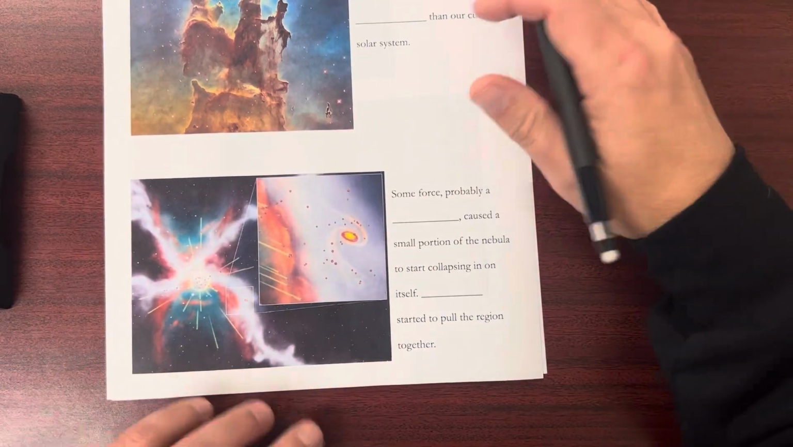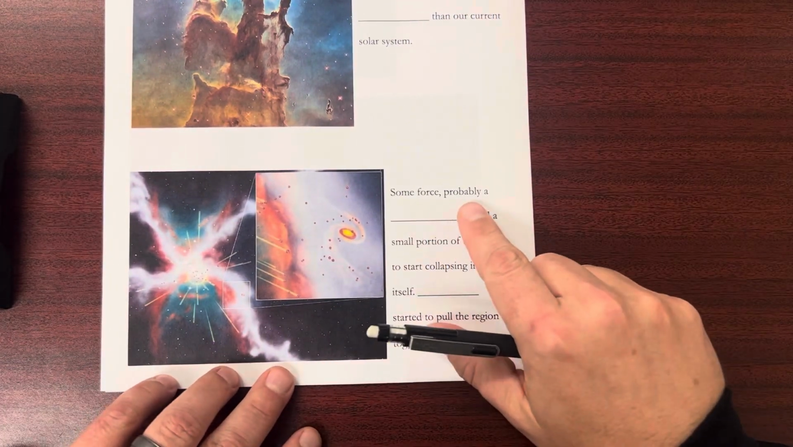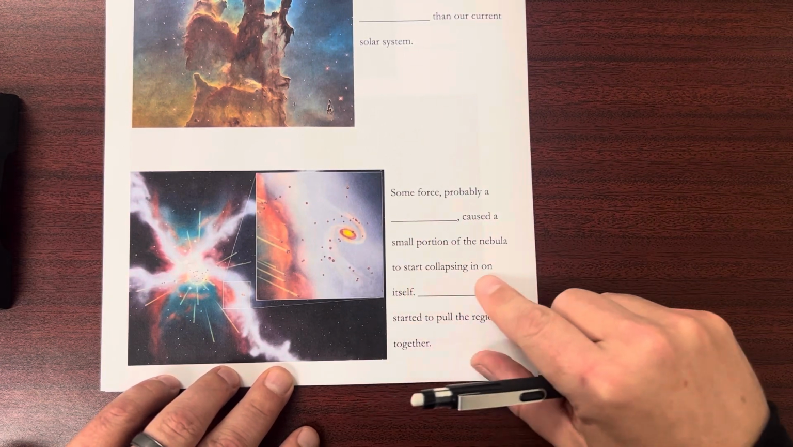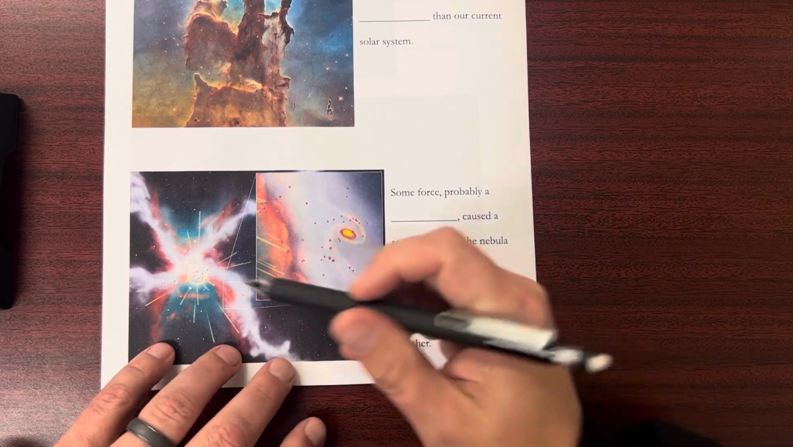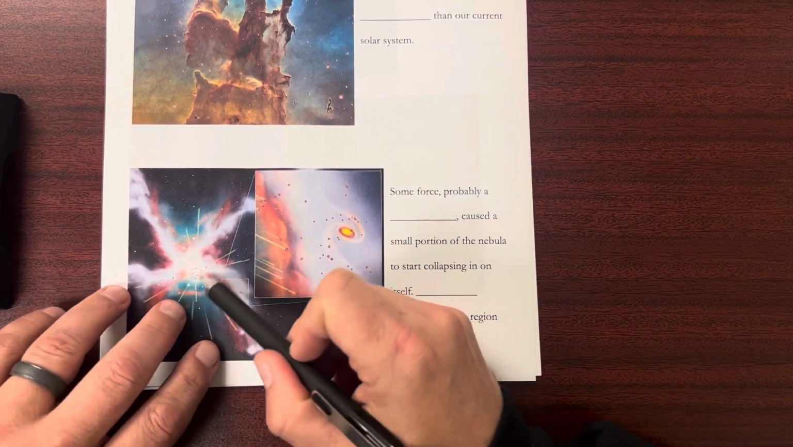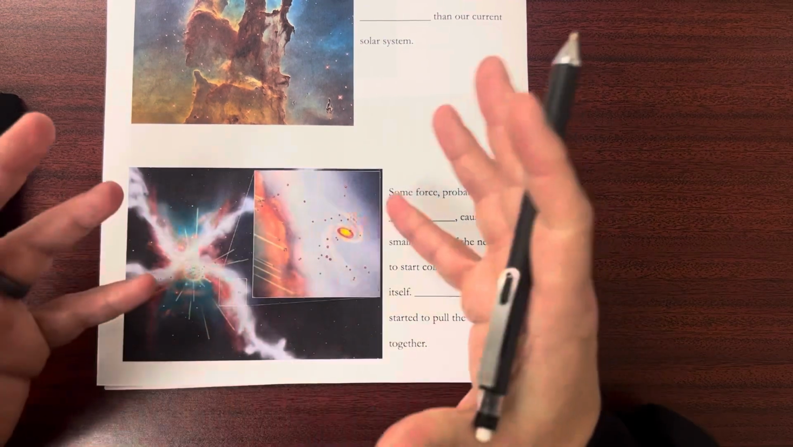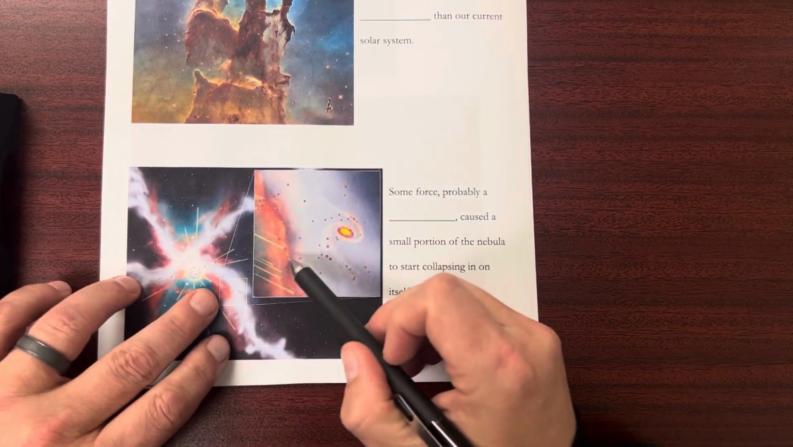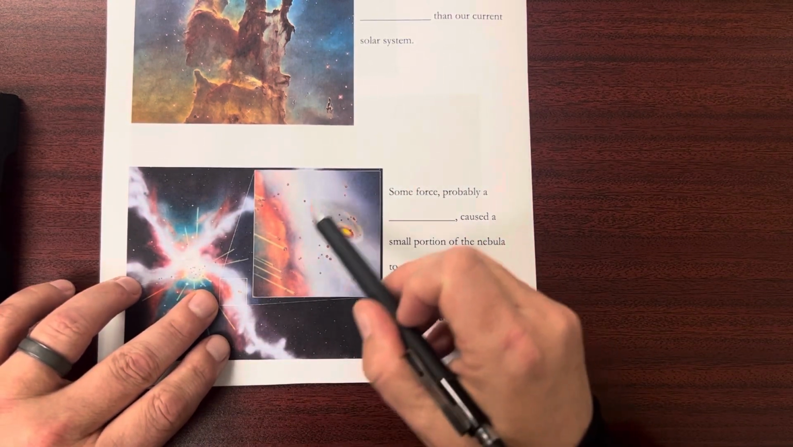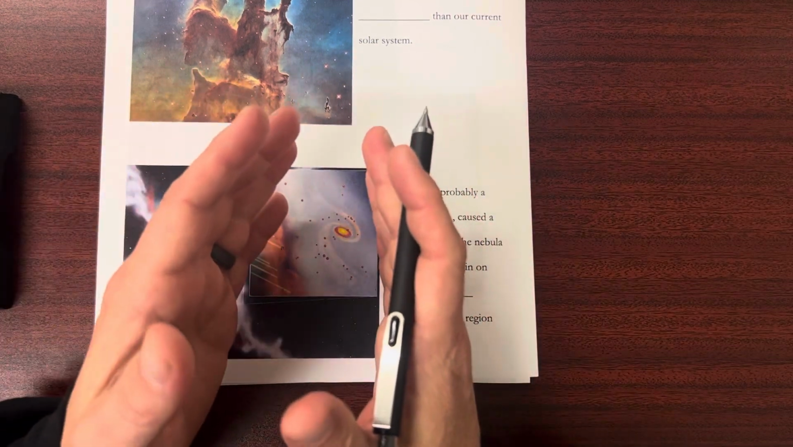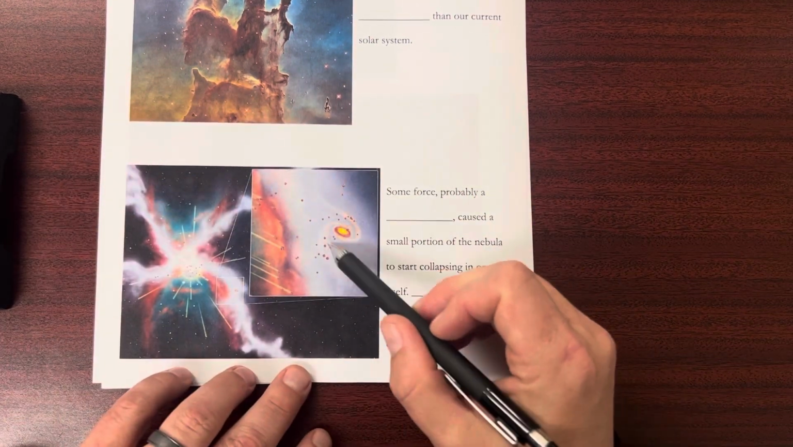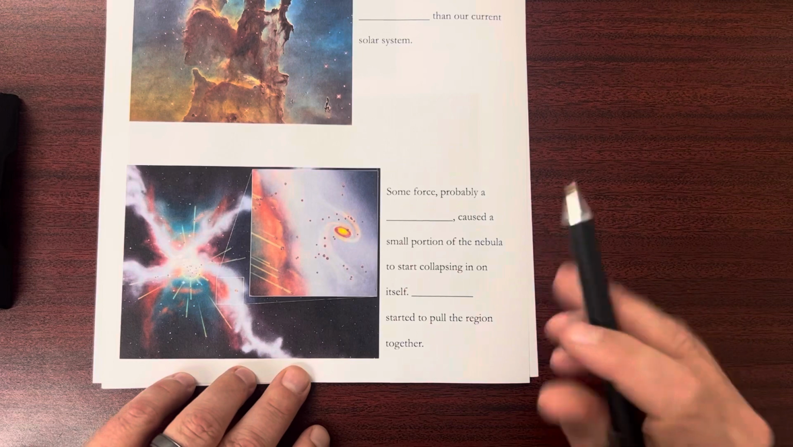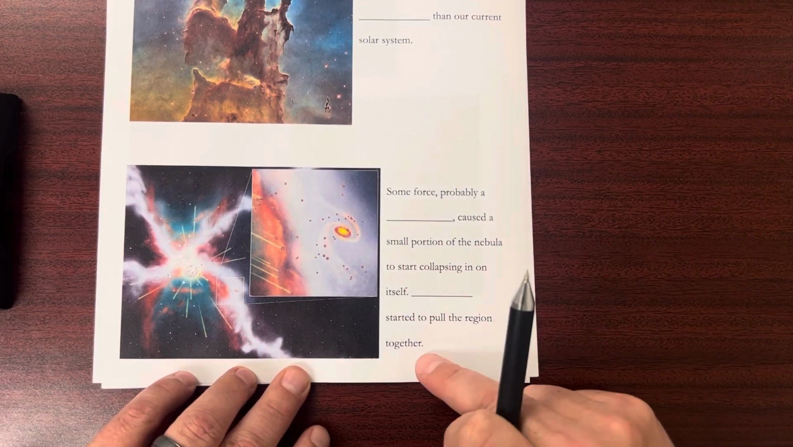Now something had to start the process. Probably some force, probably a supernova, caused a portion of the nebula to start collapsing in on itself. So what that means is in the middle of this nebula, a star explodes. Big supernova, huge explosion, a lot of force. Well, that force is most likely what caused one region of this nebula to squeeze together and start collapsing down into a disk. But you can see this disk is just a small part of this nebula. Gravity started to pull the region together.